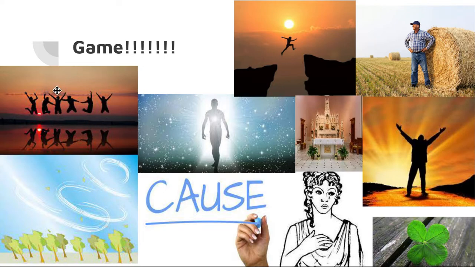So this picture right here is amicitia, or friendship. This picture is aura, or air. This picture is anima, or soul. This picture is causa, or cause. This picture is audacia, or courage. This picture is agricola, or farmer. This picture is ara, or altar. This picture is ancilla, or slave girl. This picture is gloria, or glory. And this picture is fortuna, or luck.